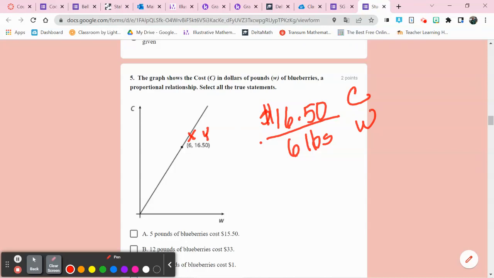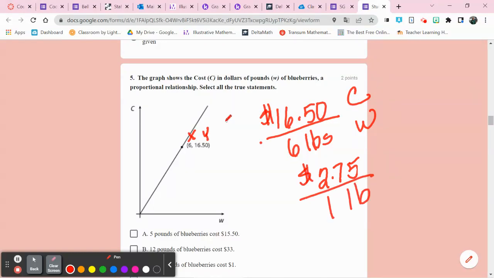So I'm going to do that division to see how much 1 pound costs. All right, and when I do the division, I find out that 1 pound of blueberries is going to cost me $2.75 for 1 pound. Why is that constant important?